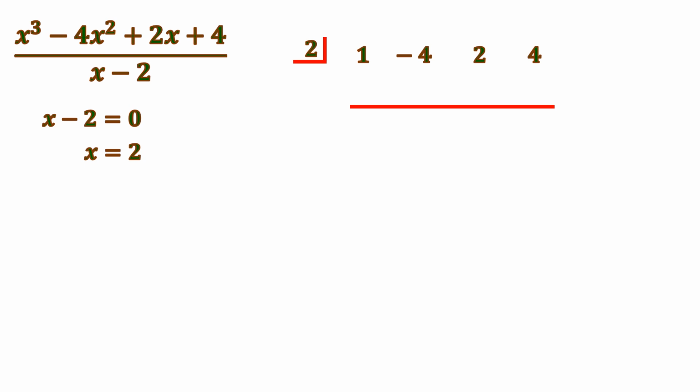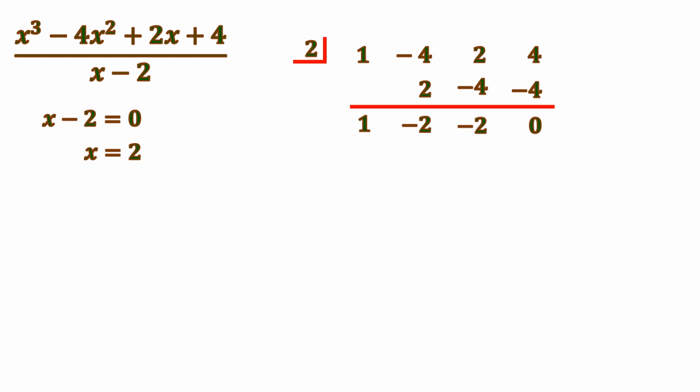And then the first thing to do is to copy the 1. Copy the first number, and then we're going to multiply it with the number in the box. So 2 times 1 is 2, so we're going to put it here. Then combine -4 and 2, it will be -2. Then again multiply 2 times negative 2, negative 4. Then combine 2 plus negative 4, negative 2. Then multiply again. 2 times negative 2 is negative 4. Then combine, that's 0. So the last number, which is the 0, is actually the remainder.